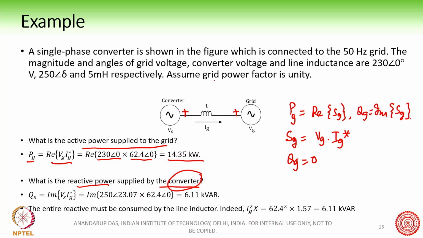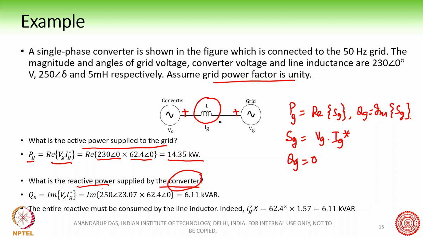Okay, the grid, because the grid power factor is unity. Therefore the converter is supplying some reactive power, and this reactive power is basically all absorbed by the inductor, the filter inductor. We have assumed a filter inductor with negligible resistance in this case.